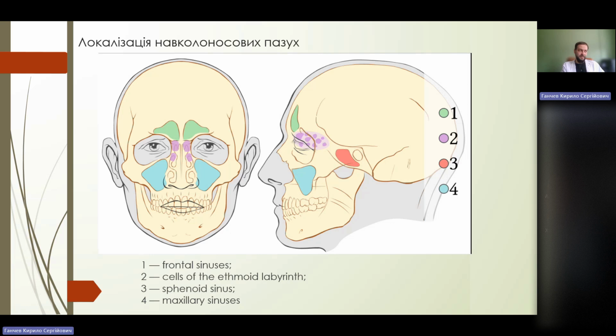Okay, localization of those sinuses. We have four types. We have frontal, it's the green one, the cells of the ethmoid labyrinth, the purple ones, the sphenoid sinus, and the one that we are interested in is the maxillary sinuses, the blue one.